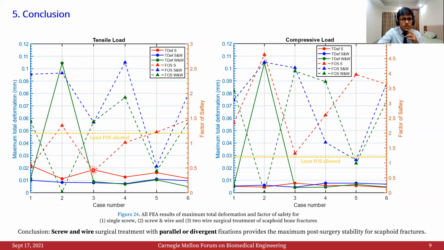Finally, towards a conclusion, we found out that the single screw is not adequate. The 2-wire case should be avoided at all costs, and the single screw and single wire case is very good for the surgery. And we recommend that you use a parallel configuration or a divergent configuration, which will give the maximum post-surgery stability for the scaphoid bone fractures.